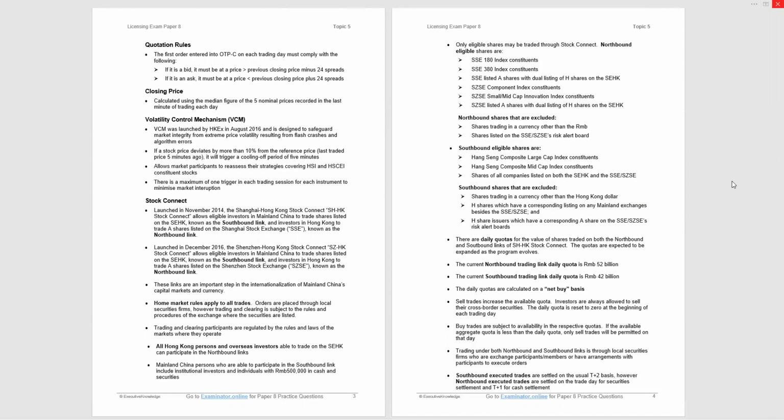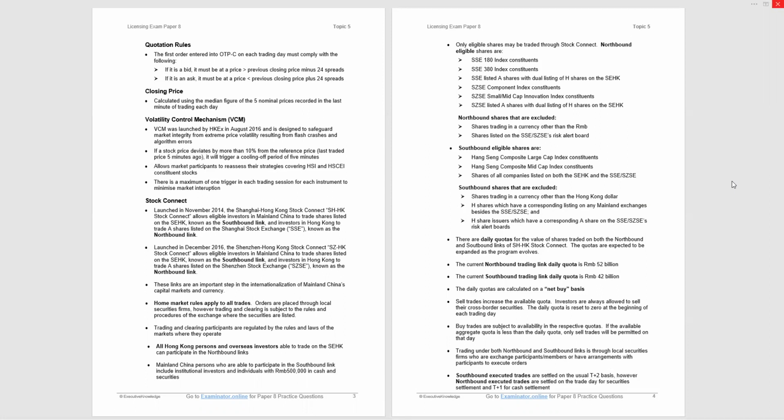Now, the volatility control mechanism, which was launched in 2016, is to protect the market from flash crashes, algorithmic errors, etc. And how it operates is if a stock price deviates by more than 10% from the reference price, and that's the price traded in the last 5 minutes, it will trigger a cooling off period. And that cooling off period, when there are limitations on trading, is for 5 minutes.